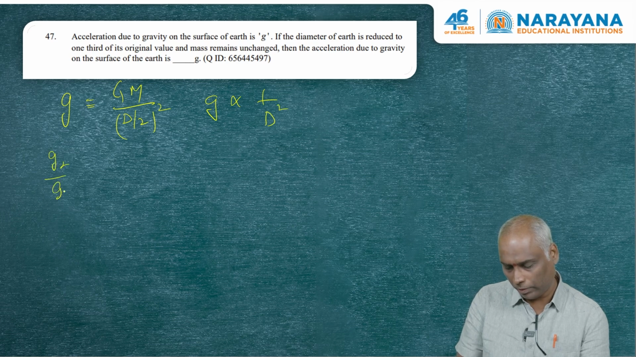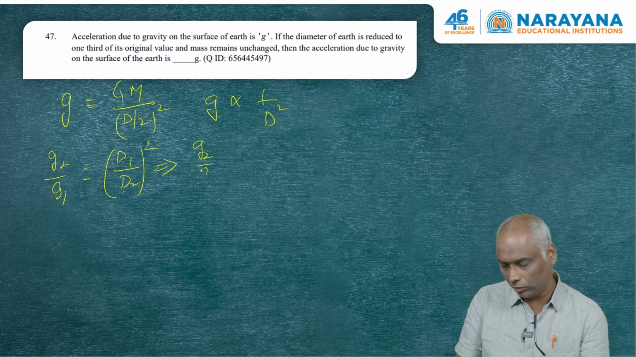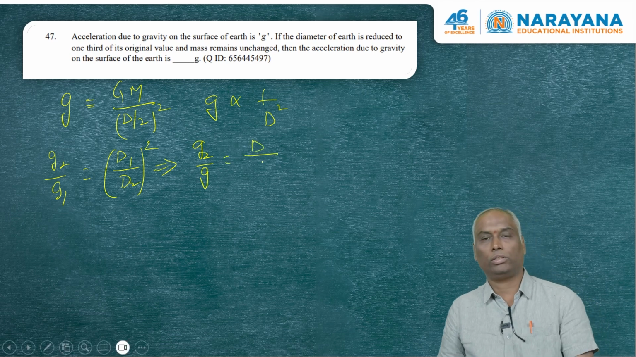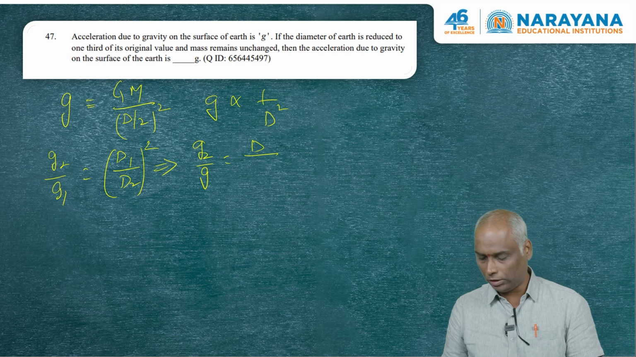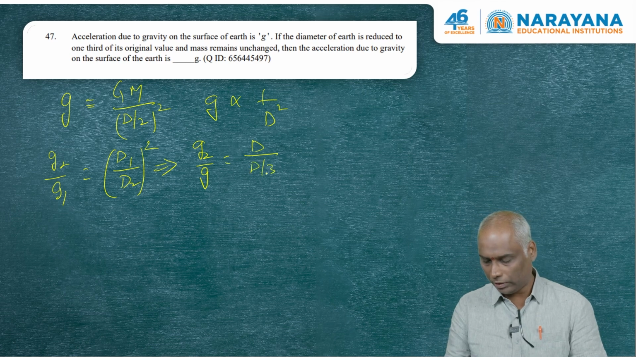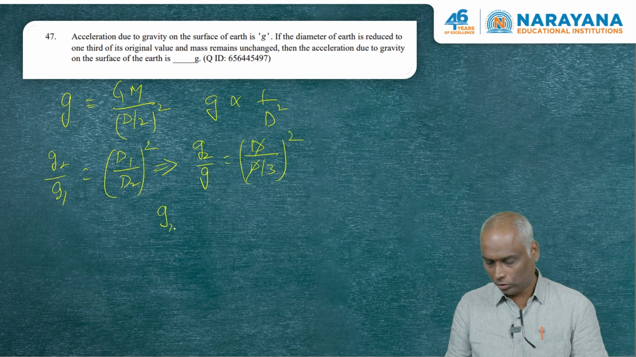g2 divided by g1 becomes equals to D1 divided by D2 whole square. This implies g2 divided by g is equals to D1 is D, and according to the question, the diameter becomes 1/3. So it should become D divided by 3 whole square. So g2 should become equals to 9g. So the answer is going to be 9.